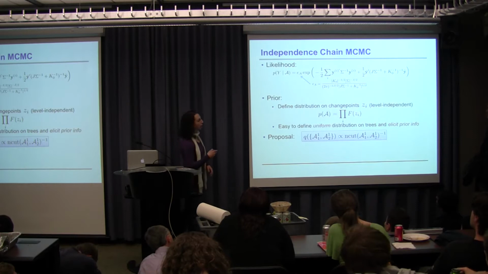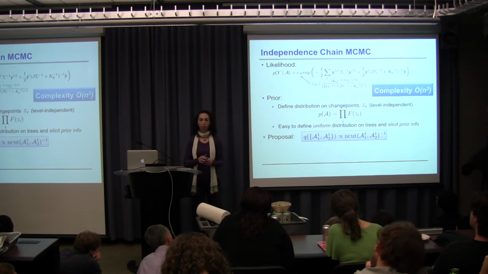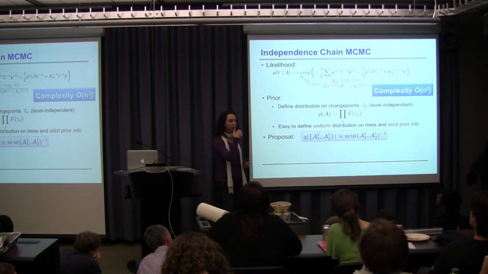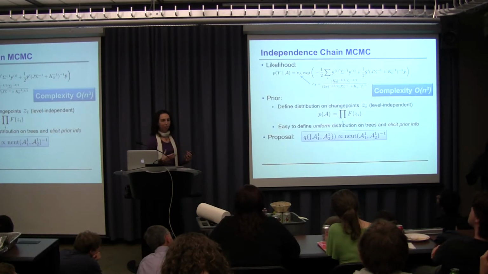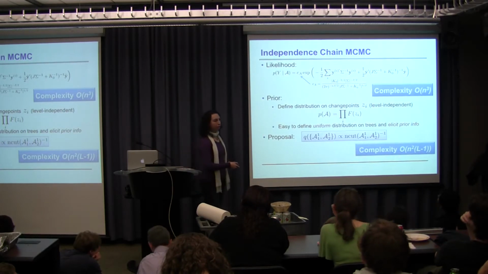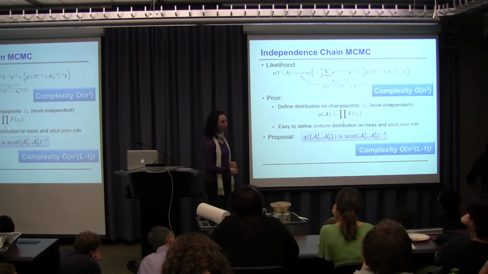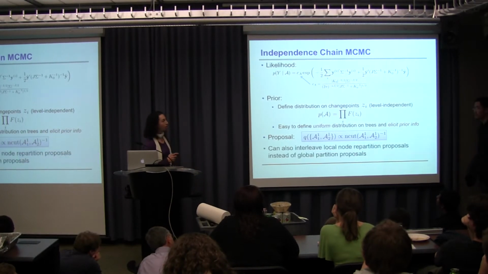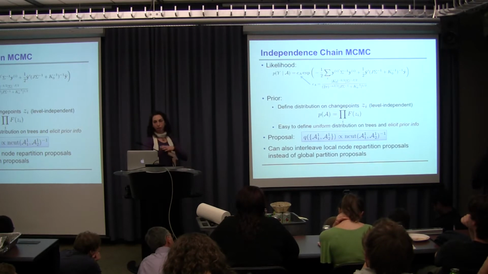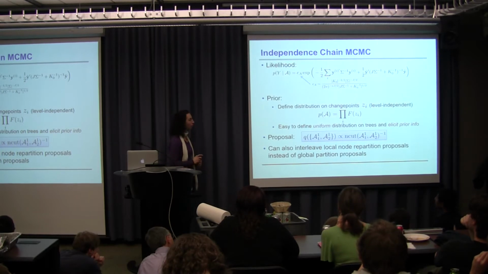And I just want to mention that the complexity of computing this marginal likelihood is order n cubed, where n is the number of locations, the number of time points. So that's exactly the same as in a normal GP, which makes sense because we have a GP with a structured covariance function. And then for our proposal distribution, using this normalized cuts procedure, the complexity of each proposal is order n squared L minus 1. That's using some efficient dynamic programming techniques. And in addition to proposing global repartitions of this entire input space, you can also do local node proposals.